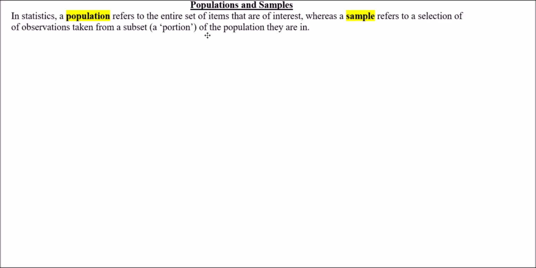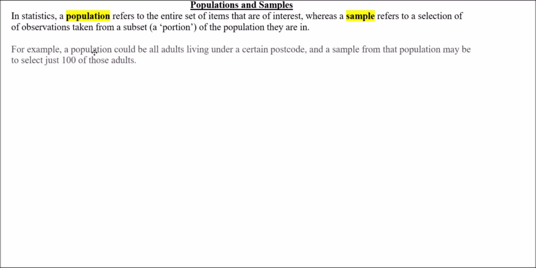they are situated inside. For example, a population could be all adults living under a certain postcode area, and a sample from that population may just be to select just 100 of those adults. Or, for example, a population could be all adults living in Halifax, and a sample could be those living in just postcode HX1.